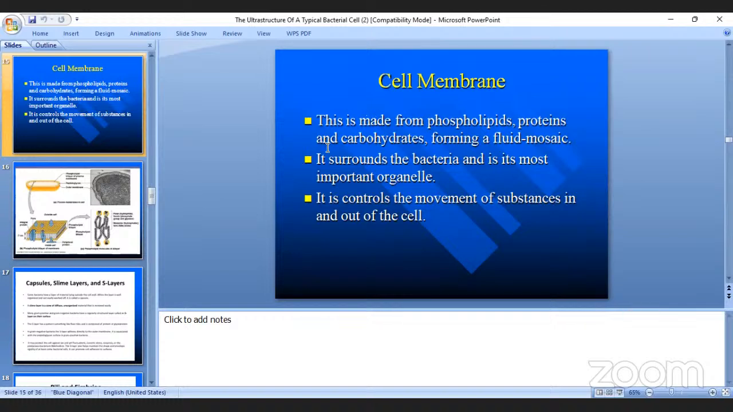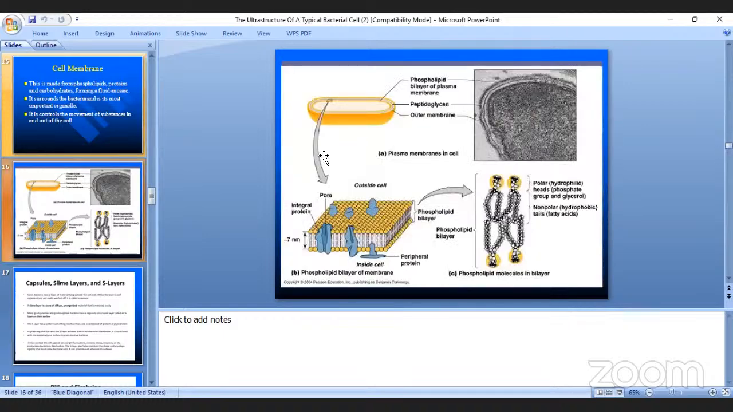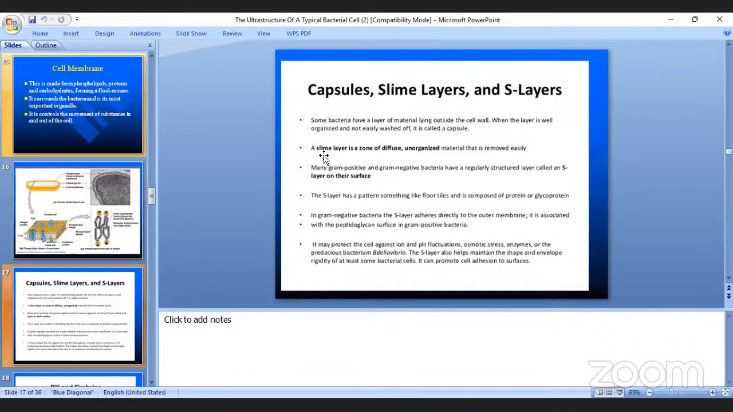Actually, based on the arrangement, several models have been proposed, of which the most accepted is the fluid mosaic model, proposed by Singer and Nicolson. It surrounds the bacteria and is its most important organelle. It controls the movement of any substances in and out of the cell. It acts as a semi-permeable membrane. So the structure is also not an important one.